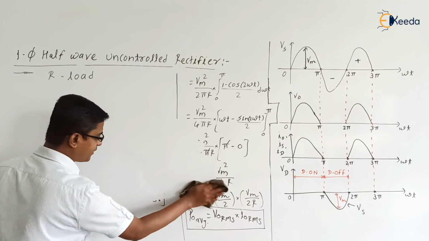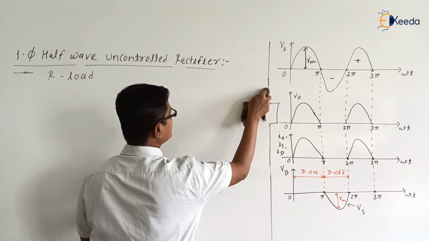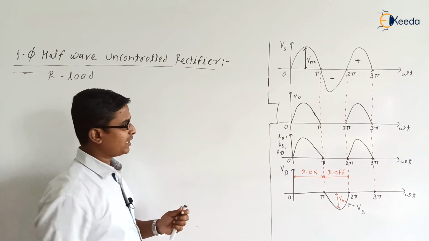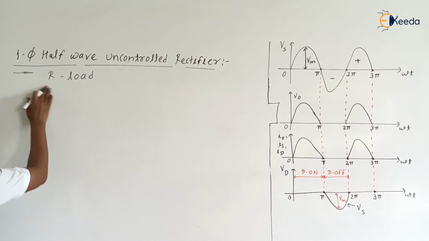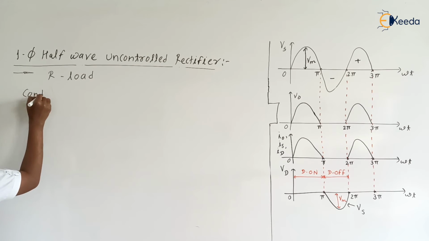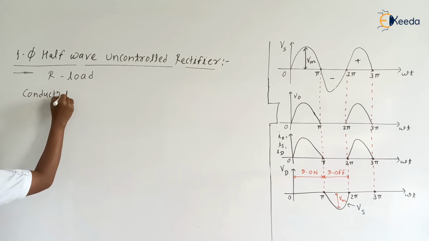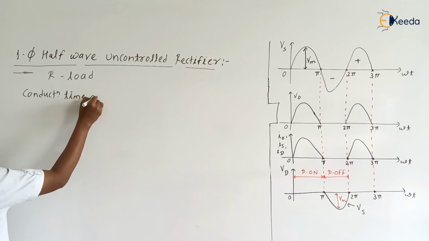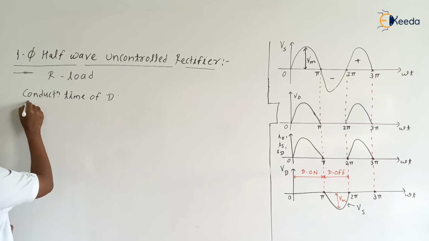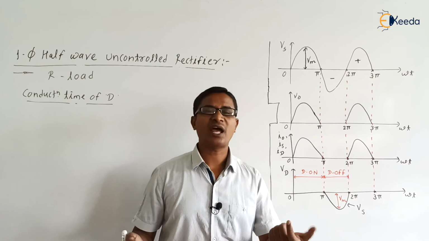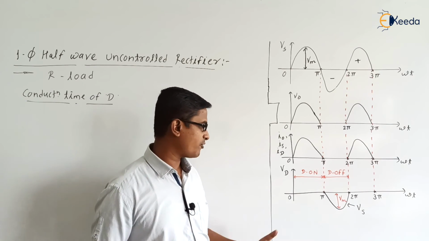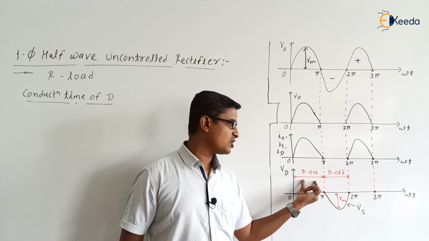Okay. Next, after this, let us find the conduction time of diode. If you check the circuit operation, you will understand for how much time the diode will be in the on state. Conduction time of diode D. Conduction time of diode means the time for which the diode will be in the on state. So if you check from 0 to pi, the diode will be in the on state.